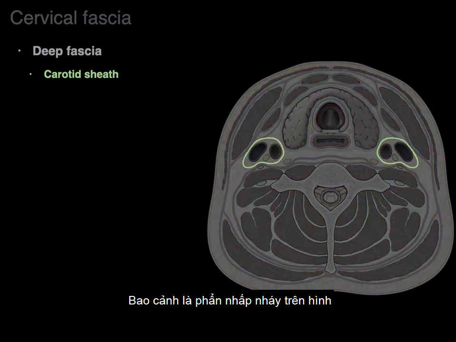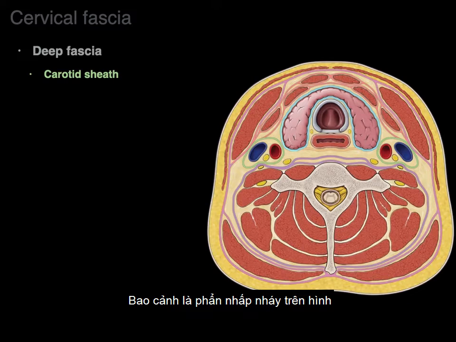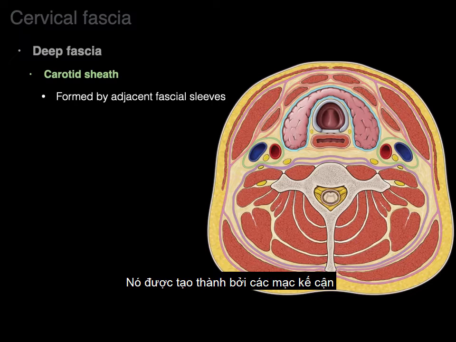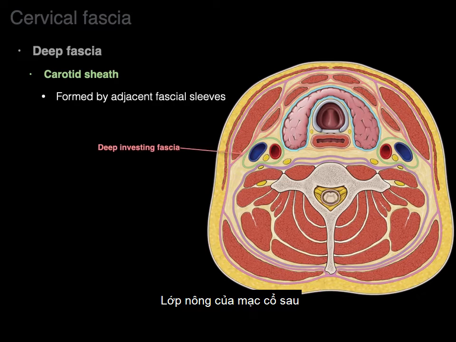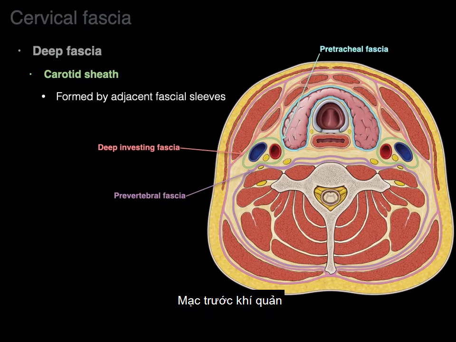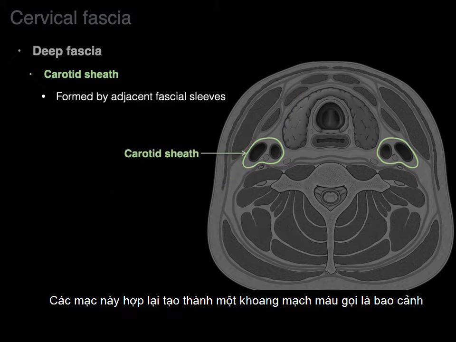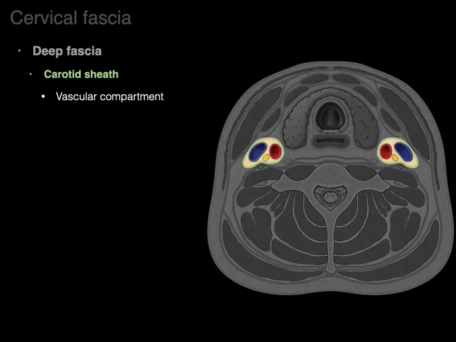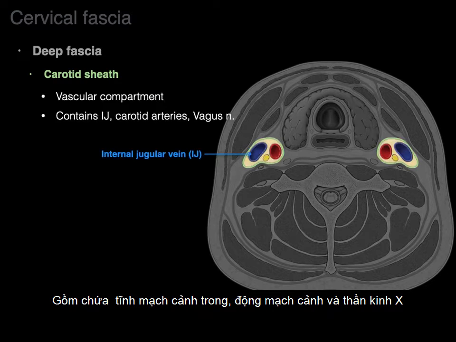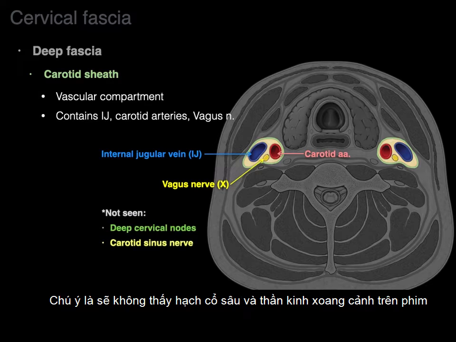Now the carotid sheath is that blinking structure, and it is formed by the adjacent fascial sleeves, like the deep investing fascia by the sternocleidomastoid, the prevertebral fascia by the anterior scalene, and the pretracheal fascia on the edge of the thyroid. All of those segments then condense around and form this vascular compartment called the carotid sheath, and this vascular compartment contains the internal jugular vein, the carotid arteries, and the vagus nerve, like that. Now, what's not seen here are the deep cervical nodes and the carotid sinus nerves.